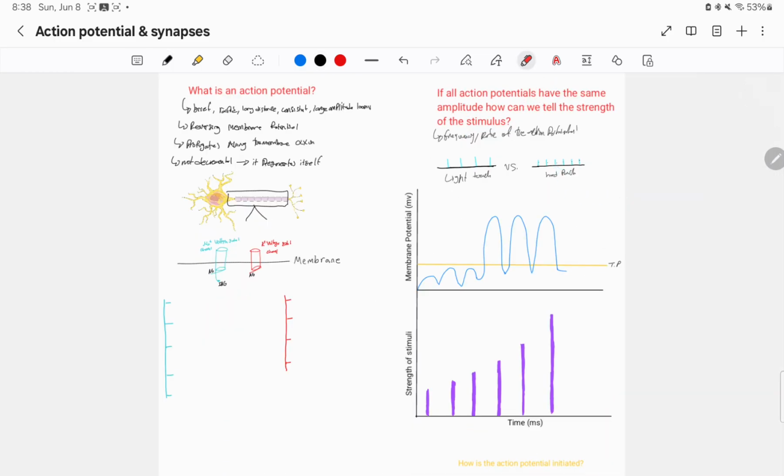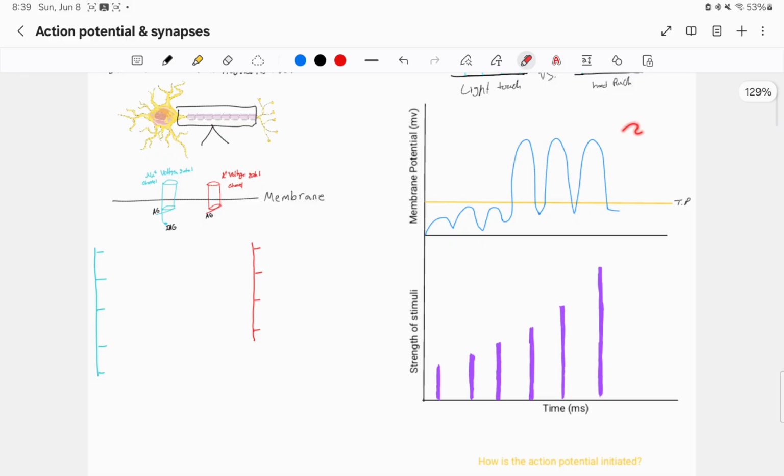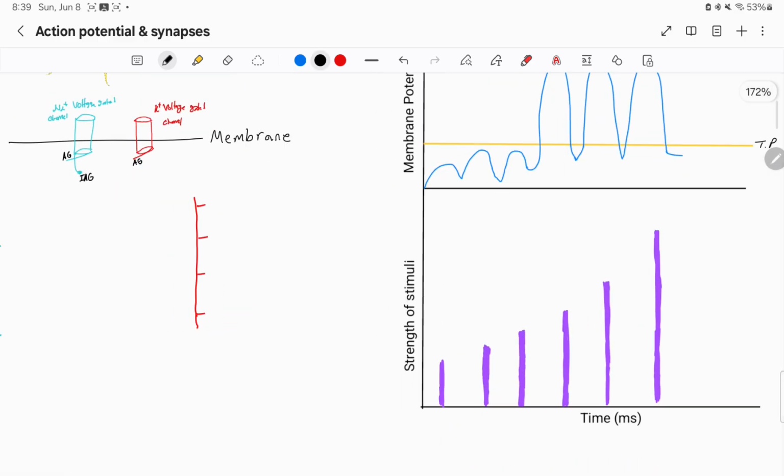Now, another thing to recap what we were talking about with the graded potentials is, let's say I have a random cell, a neuron. Let's say I have this neuron right here, and I'm doing some kind of experiment on it. I'm recording that experiment on my graph. This graph is membrane potential over time. This graph is the strength of my stimulus over time. So the strength of my stimulus will be some sort of electrical charge.